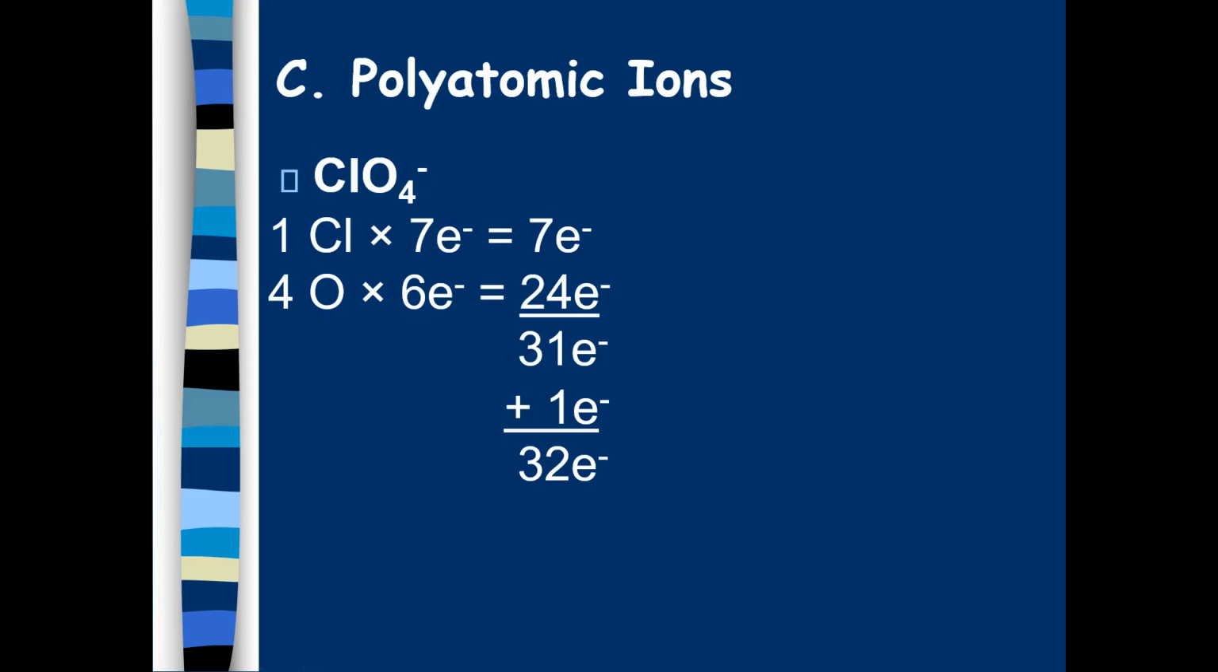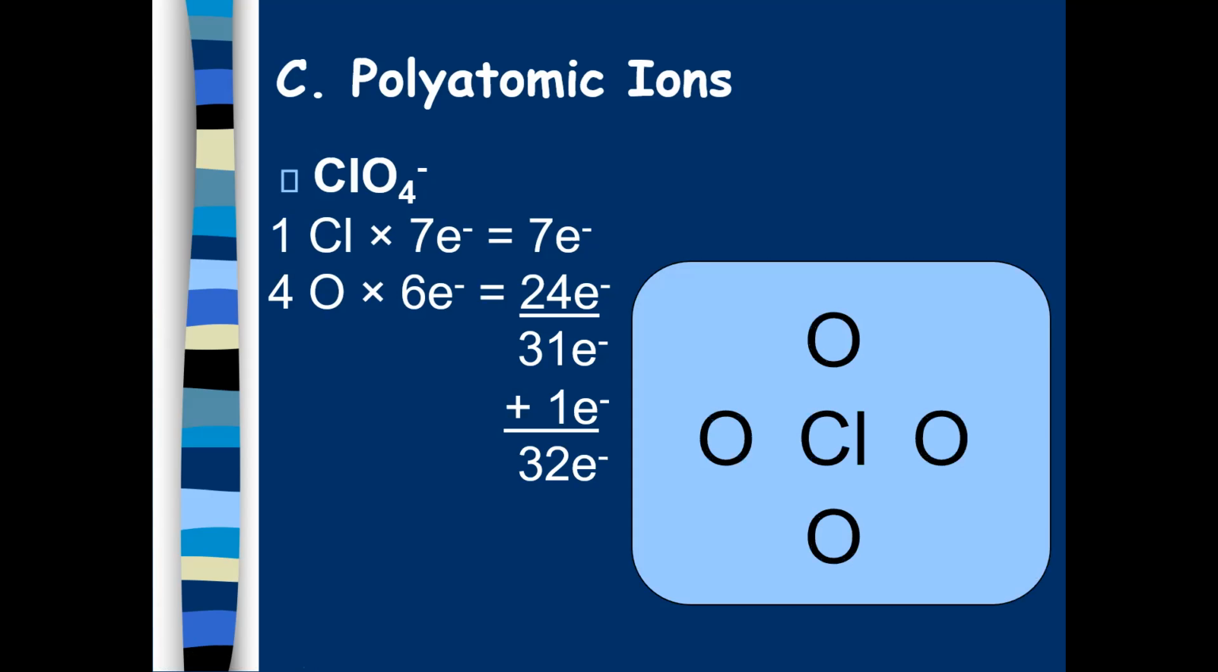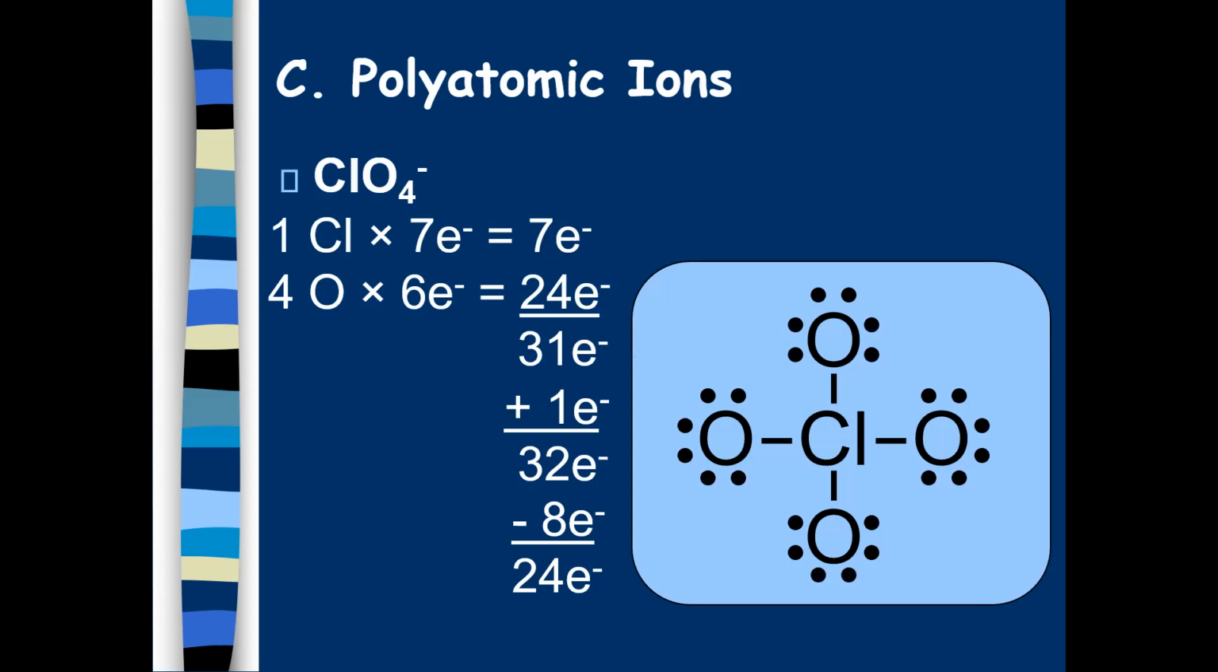Now, we know that chlorine is the least electronegative of these, but we also only have 1 chlorine, so it's obvious that it's going to go in the middle. Then we make bonds. That's 8 electrons. We subtract that. We have 24 electrons that go around the oxygens, which is pretty good because we already have 2 that are being shared between the chlorine and the oxygen. So we only need 6 more, and 6 times 4 is 24, which is all we have left, you see?